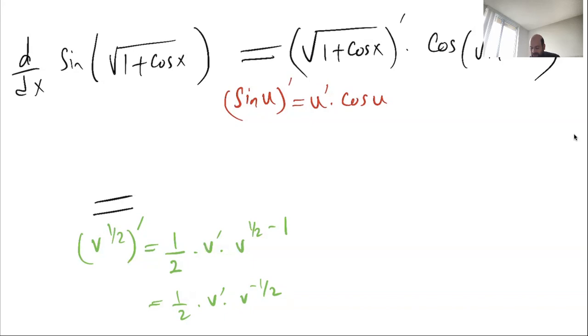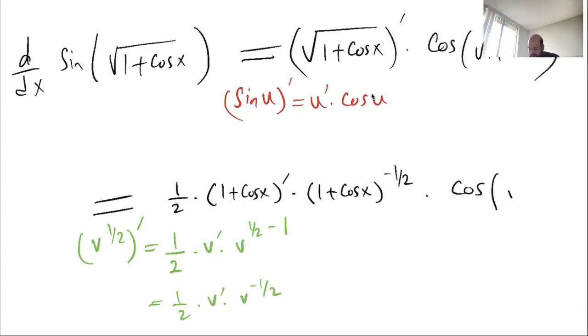And what is v here? V is 1 plus cos x, right? Because my expression is 1 plus cos x to power 1/2. So my v is 1 plus cos x. So let me replace this derivative here with 1/2 times 1 plus cos x derivative times 1 plus cos x to power minus 1/2. Then times cos root 1 plus cos x.